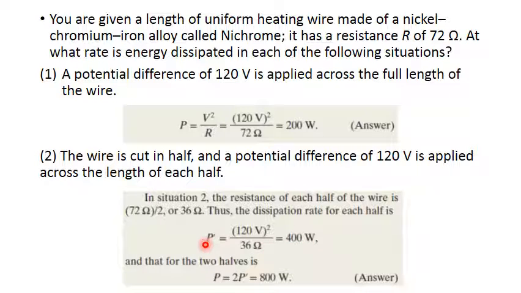But this is for one half, and it is required to find out the total, where the voltage is applied at each half. So both of them are applied to a voltage of 120 volts. So the total dissipated power will be the dissipated power in the first half and the dissipated power in the second half. It will be twice this value. It will be 800 watts. Okay. All right. See you in the circuits.